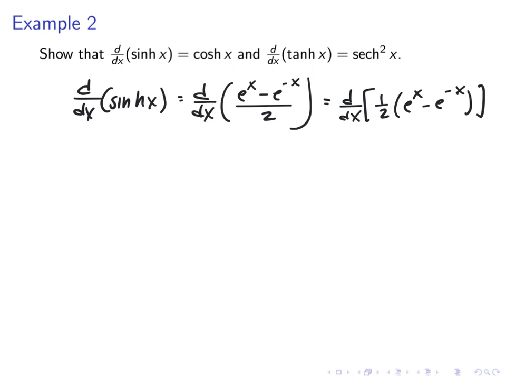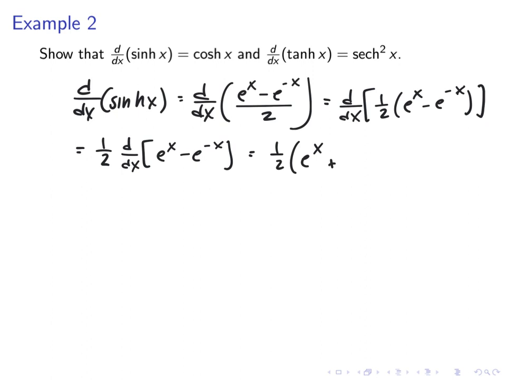And the thing is, a constant can just be ignored, right? When you take a derivative, you can just take the constant outside. So this is the same as 1 half times the derivative of e to the x minus e to the negative x, okay? And so that just avoids the quotient rule altogether. So if you do that, you get 1 half. The derivative of e to the x is e to the x. The derivative of e to the negative x will just be negative e to the negative x.